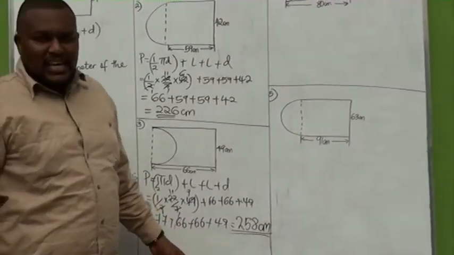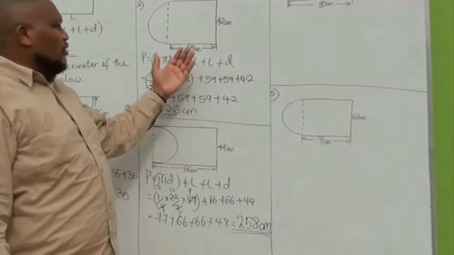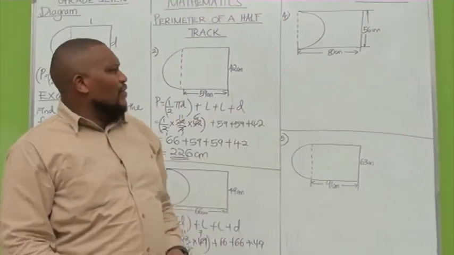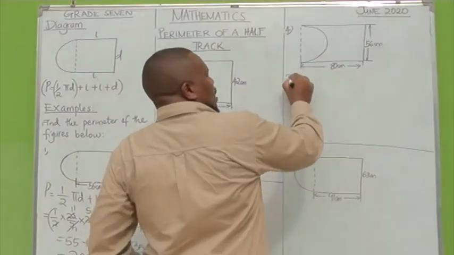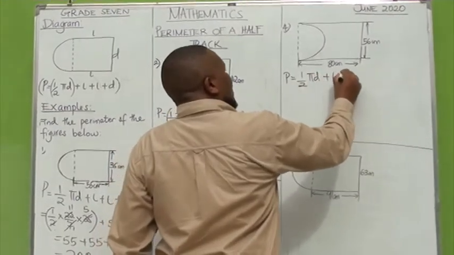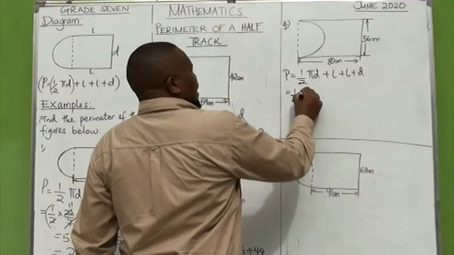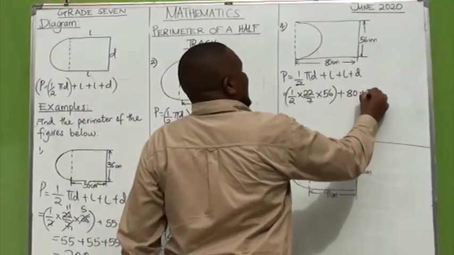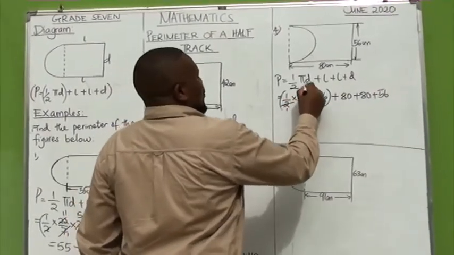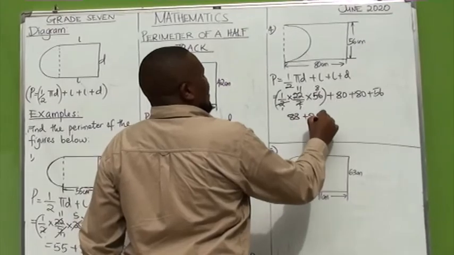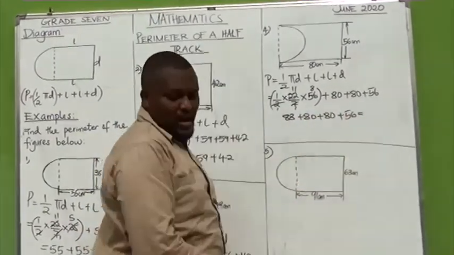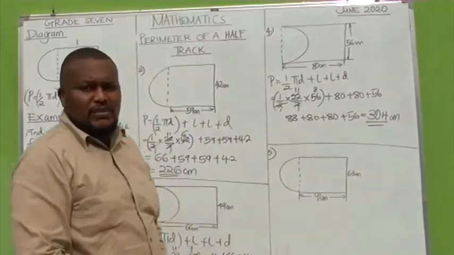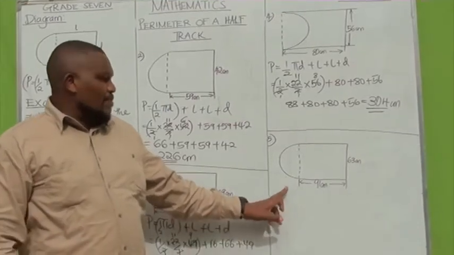Dear learner, as I was starting my example number one, I talked about you attempting number four. I hope you have tried to attempt number four. Therefore, without wasting much time, let's see if you got it correct. Perimeter is equal to a half pi d plus length plus length plus diameter: a half times 22 over 7 times 56 plus 80 plus 80 plus 56. By 2, 1, by 2, 11, by 7, 1, by 7, 8, this is giving us 88 plus 80 plus 80 plus 56. This will give us 304 centimeters.